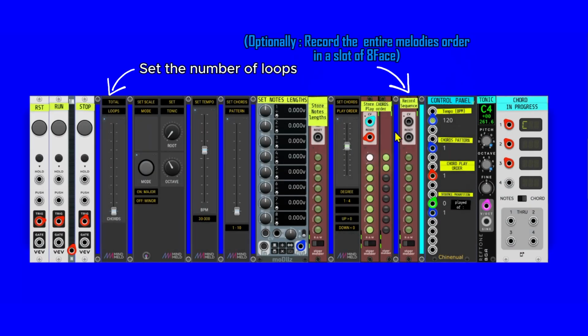If you want to retrieve the sequencing order you've defined later, simply save it in the dedicated 8-face module. Furthermore, the melody can be repeated in loops during playback. The desired number of repetitions is indicated using the dedicated fader.